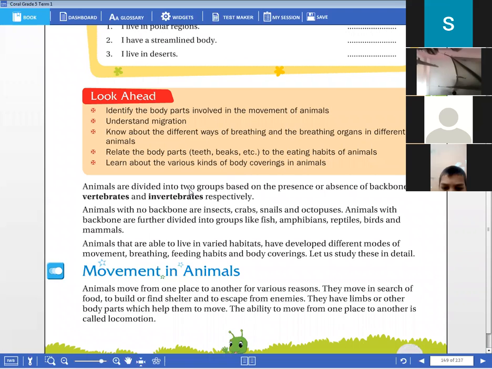But in this lesson, we're going to learn about two groups which are based on the presence or absence of a backbone. Do you have a backbone, children? How many of you have a backbone? Do humans have a backbone or not? Reply to me soon. Yes, children, we all have a backbone.